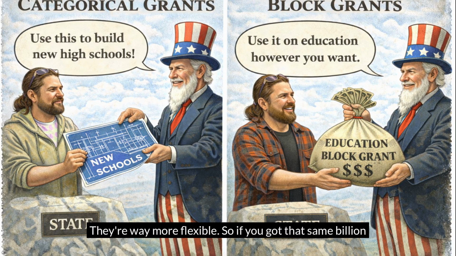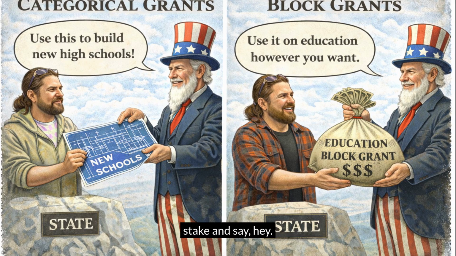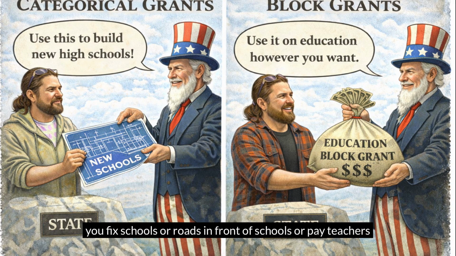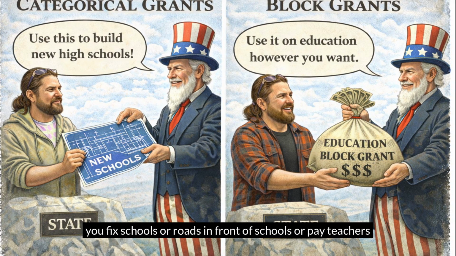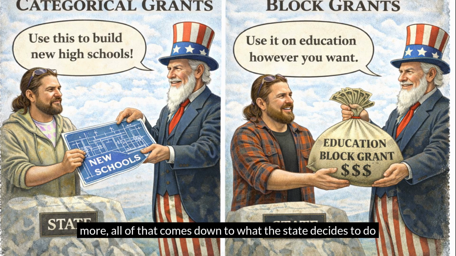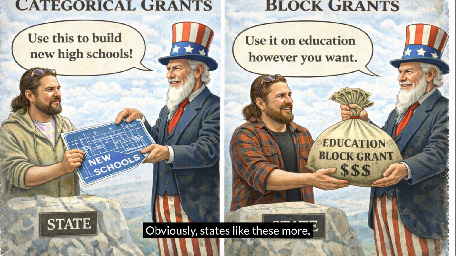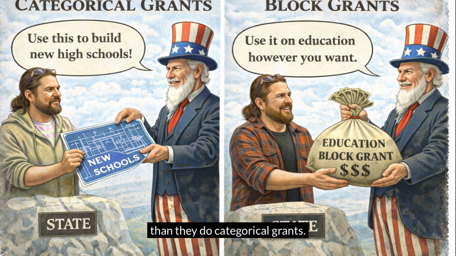So if you got that same $1 billion from the federal government, they could look at your state and say, hey, use this towards education. Now, how you use that, whether you fix schools or roads in front of schools or pay teachers more, all of that comes down to what the state decides to do with that money. Obviously, states like these more than they do categorical grants.